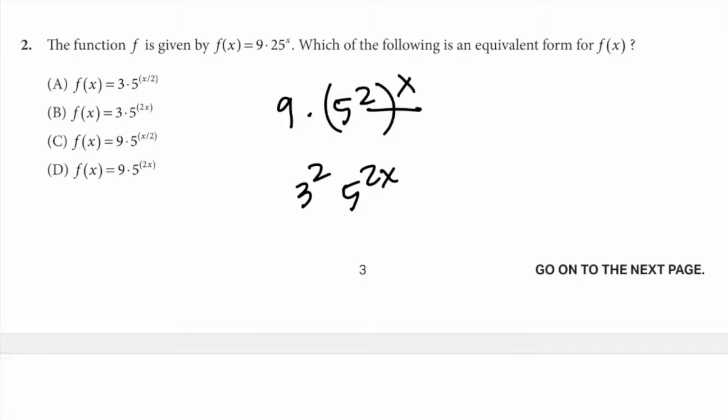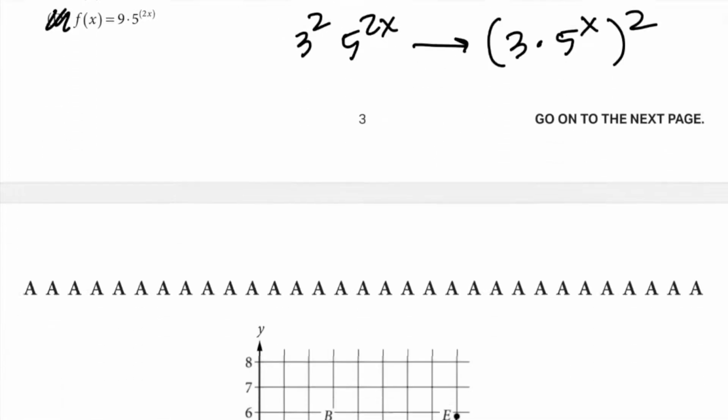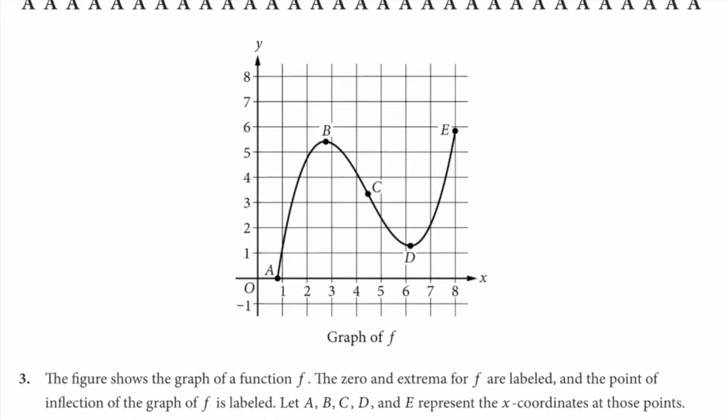I guess, if a person really had to write this in a different form, you could say that was 3 times 5 to the x, with the exponent applied before multiplication by 3 squared. But that's not one of the answer choices, right? So it's going to be this one. Okay. Now, number 3.